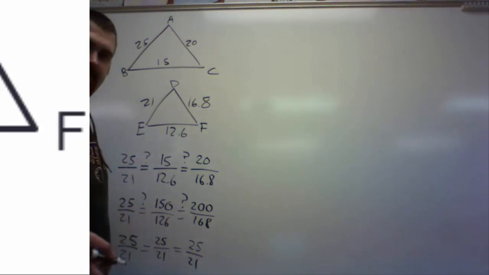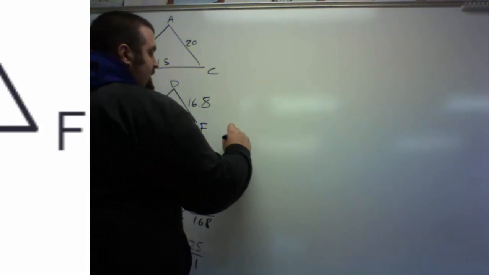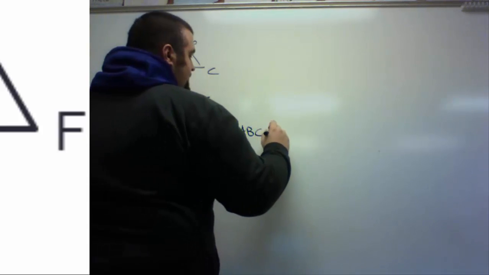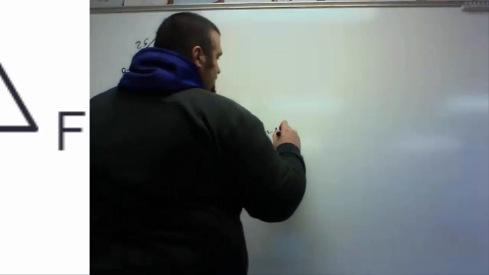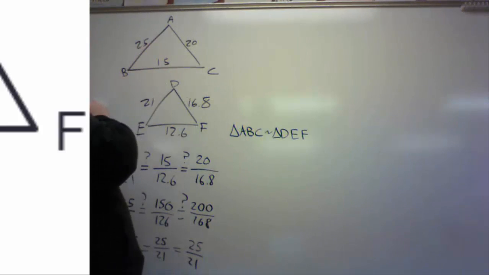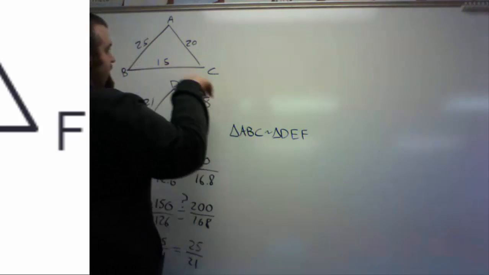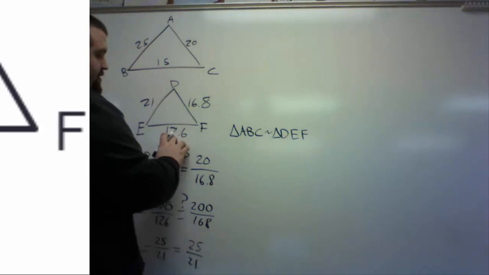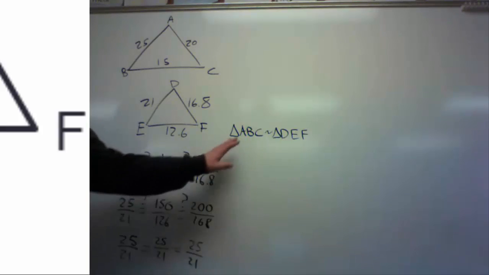These two are similar. And I was told that if so, write a similarity statement. So triangle ABC is similar to triangle DEF. I have to be careful of the order. If I go ABC, I have to make sure that I'm also going DEF, because segment AB is the longest segment, segment DE is the longest segment. Segment BC, shortest. Segment EF, shortest. It matches up. Similar has to match up. So there I go.